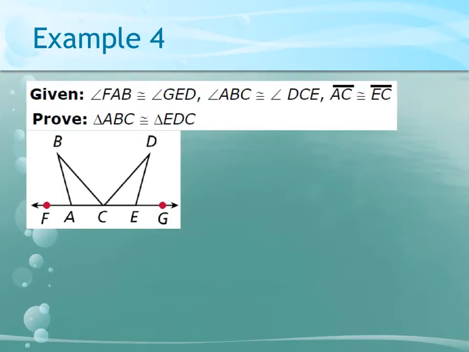Number 1, it's a proof. So again, we're given that angle FAB is congruent to angle GED. So let me label that. It's outside here, so let me write it in the given. Angle FAB is congruent to angle GED. There's a typo too here. In this, change this angle here to say EDC. So that's the next thing I'm going to label. Angle ABC is congruent to angle EDC. So let me label that up here. And I'm also given that AC is congruent to EC.